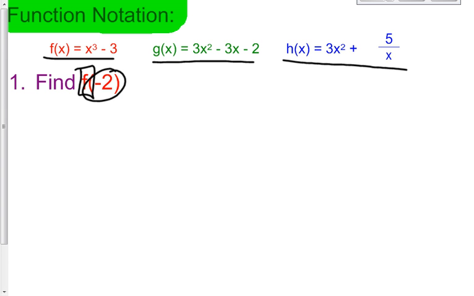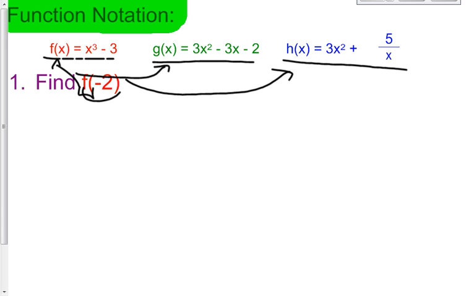Are we going to put it in the rip saw? Are we going to put it in the planer? Are we going to put it in the gluer? These are all different kinds of machines relating back to what I was talking about with my job. So this f of -2, are we going to put it into the f function? Or are we going to put it into the g function? Or are we going to put it into the h function?